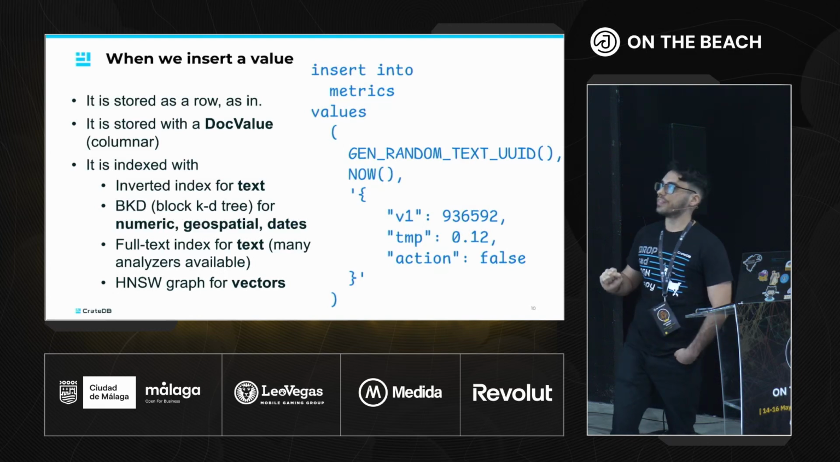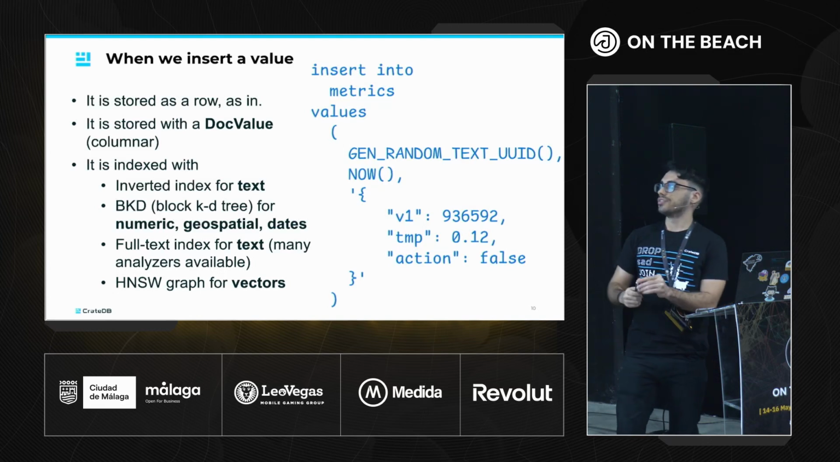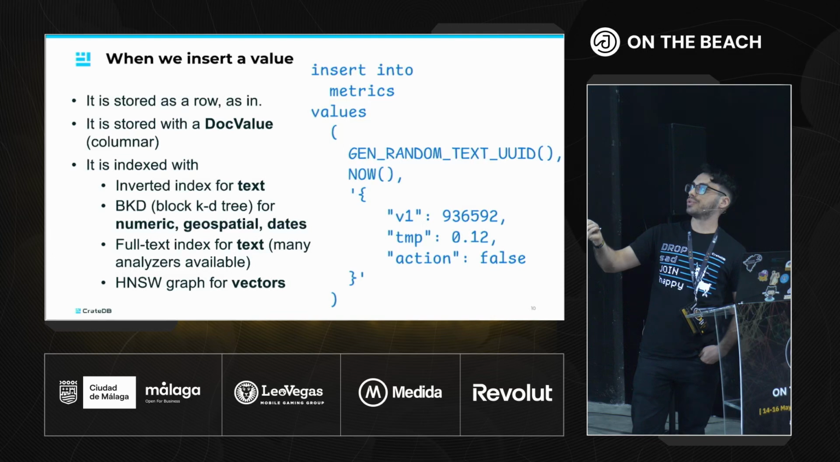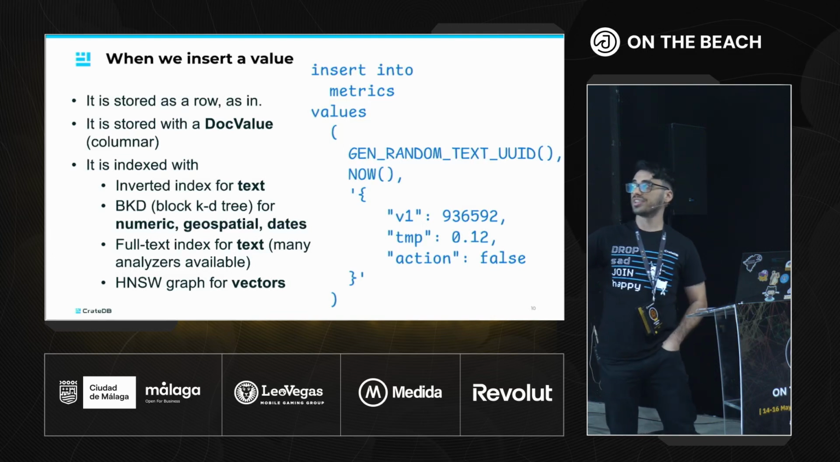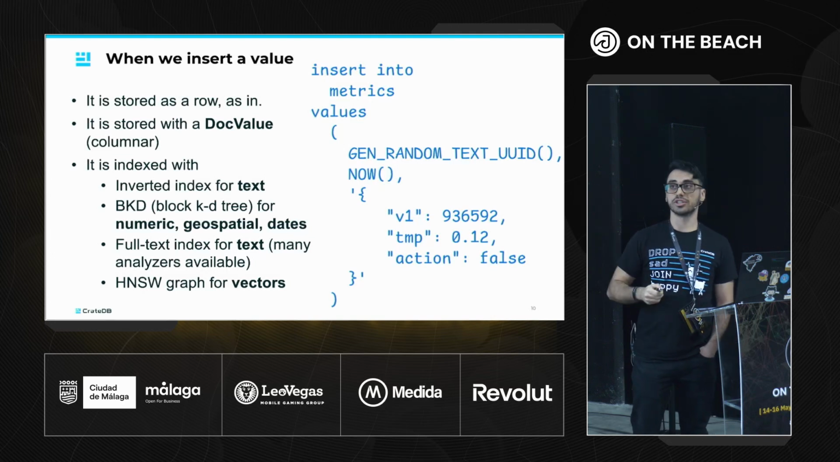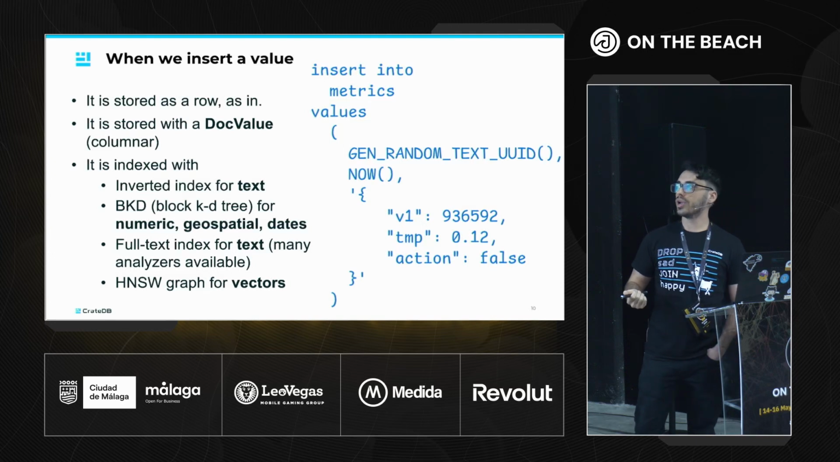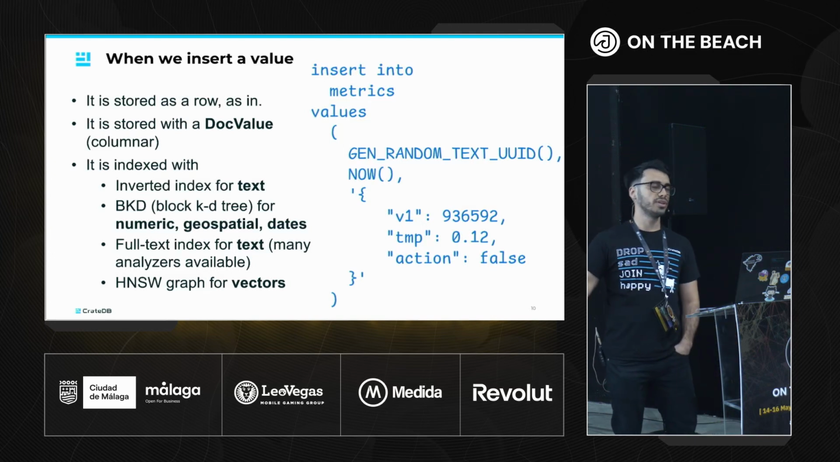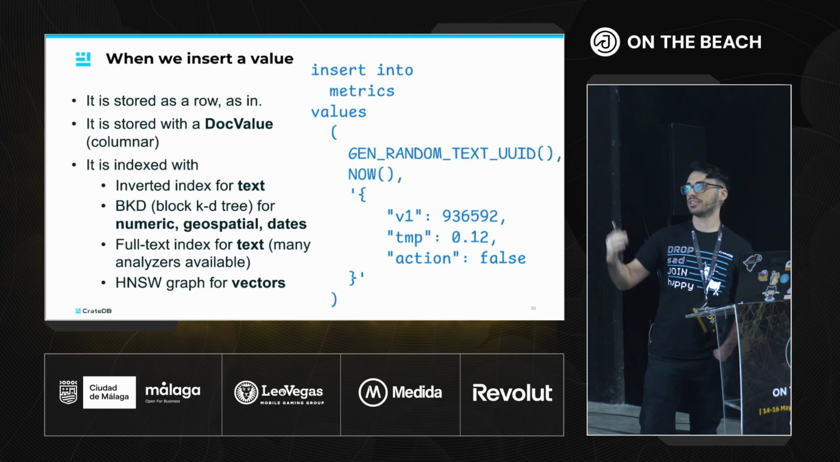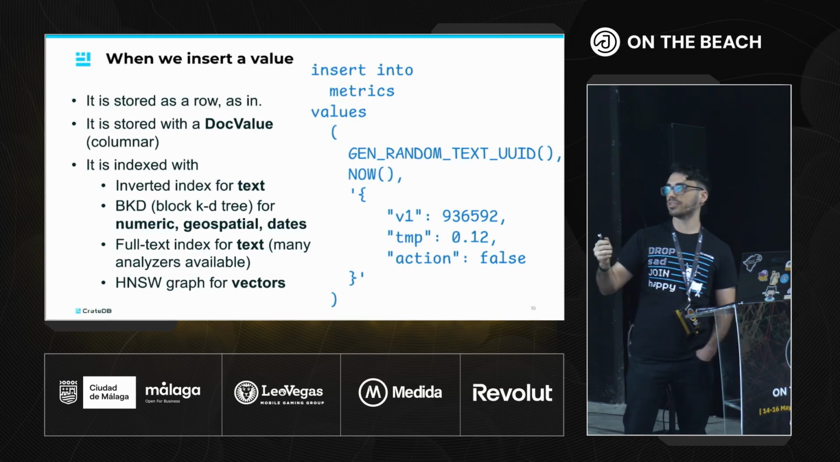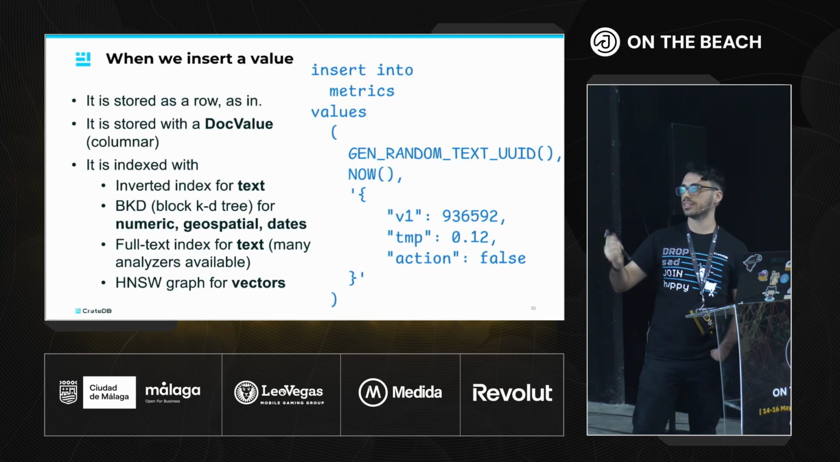So what does that mean? That means that every time I insert a value, for example, here we have metrics, every single value gets indexed. We leverage the doc value data structure from Lucene, which is the columnar store, and depending on the data type, we use one index or another, obviously for its efficiency. For text, we use an inverted index, block KD3 for numerical, geospatial, and dates.